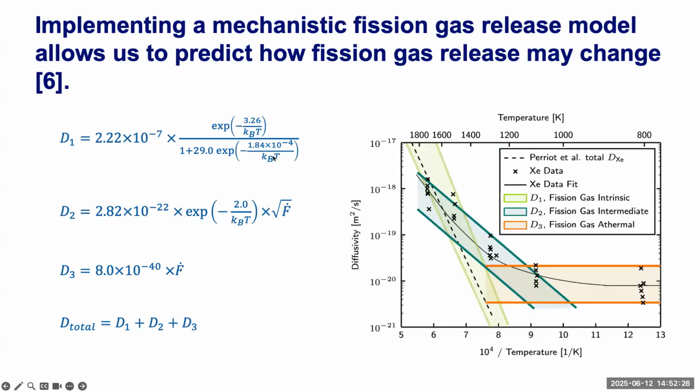Now, why do we care about mechanistic? What exactly does that mean? So mechanistic models are generally based on theory, fundamental theoretical physics that is predicting how a model may change or deform. These mechanistic models are super important because they allow us to forward predict how the fuel is going to behave at conditions that we don't have experimental data for.